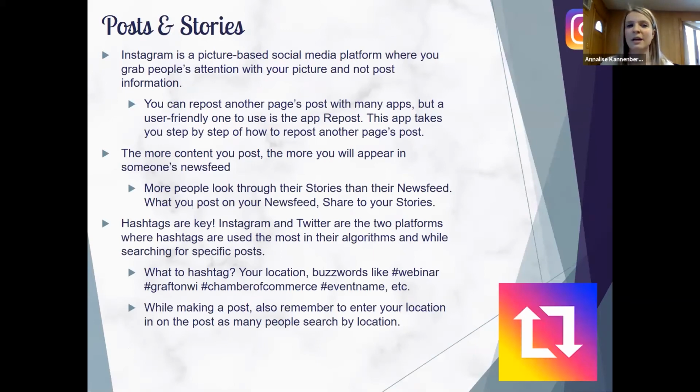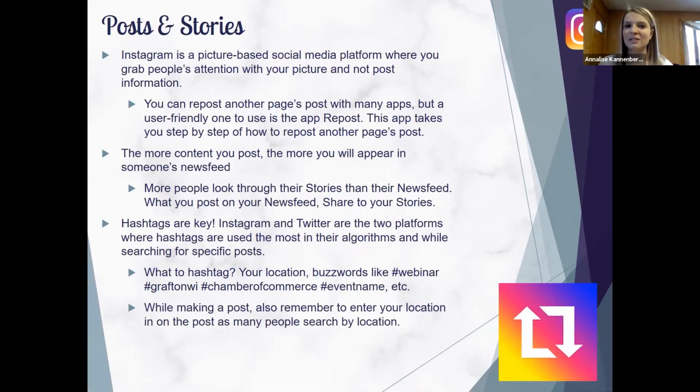When you're on Instagram, there's more than two ways, but two main ways that you can interact with people, which are your posts and your stories. So Instagram is a picture-based social media platform where you grab people's attention with your pictures and not post information. A lot of times we notice with our Facebook account, you can see people who interact and engage and click on links, and they're clicking to see more on your Facebook page because they want to read more information. On Instagram, people want to see the pretty pictures. They want to see more information on the picture itself. So make sure to include that on there.